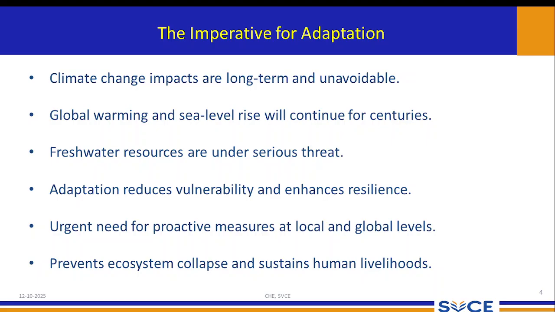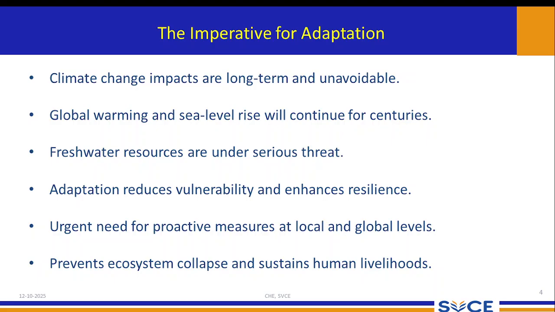So you will not be able to control it unless you have a policy and try to mitigate the effects by controlling anthropogenic activities. And then go for afforestation, agroforestry, reforestation, and avoid deforestation.